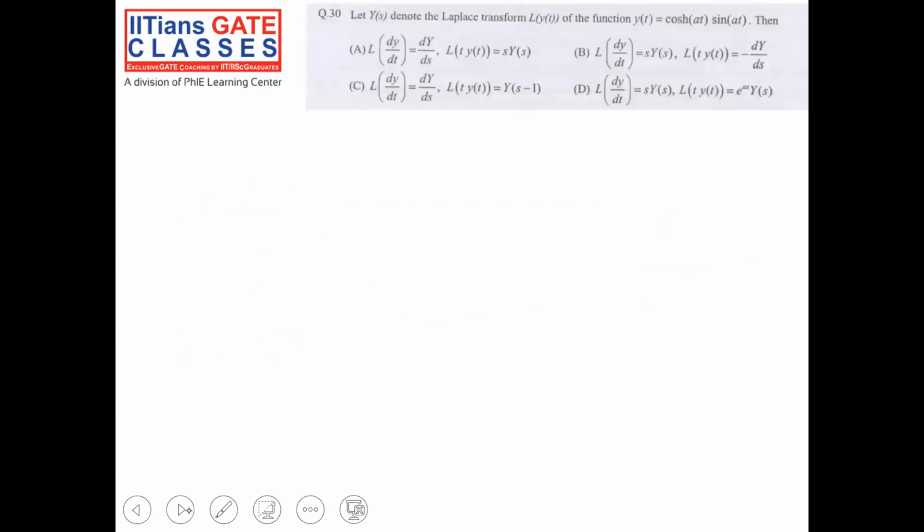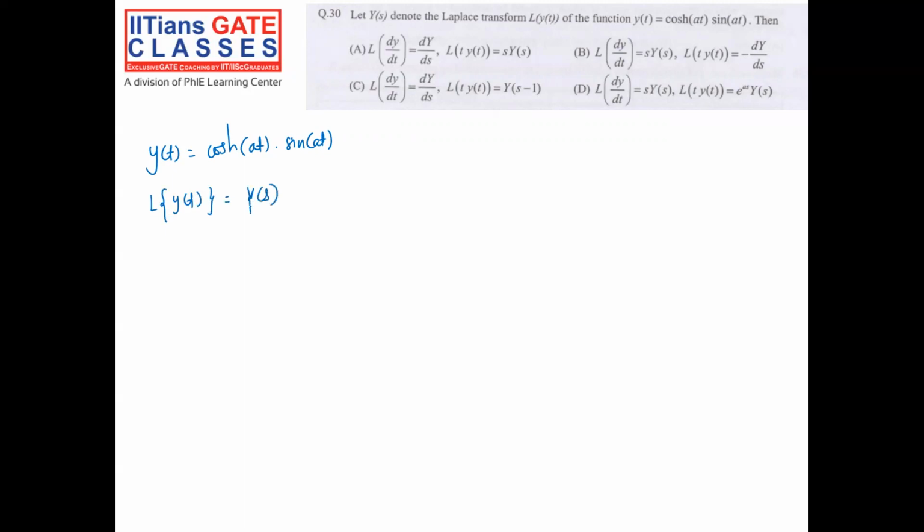Coming towards the next question. This is from the Laplace transform. Let capital Y of s denote the Laplace transform of y of t, where the function y of t is equal to cos hyperbolic of at and sine of at. So let's write y of t. It is cos hyperbolic of at into sine of at, and the Laplace transform of y of t is capital Y of s, which is given. Out of these four options, we have to identify which is correct.